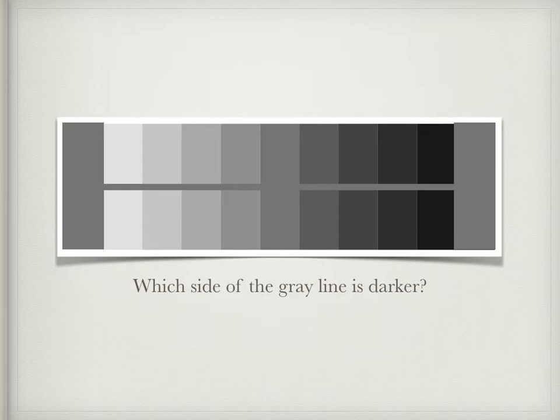But on the left-hand side of the value scale, the line appears darker because relatively it is darker than the values that are behind it. Now, on the right-hand side of the value scale, the line appears lighter because the line is lighter than the values that are behind it. So even though the line itself is the same medium gray throughout the entire value scale, it appears darker on the left and it appears lighter on the right.